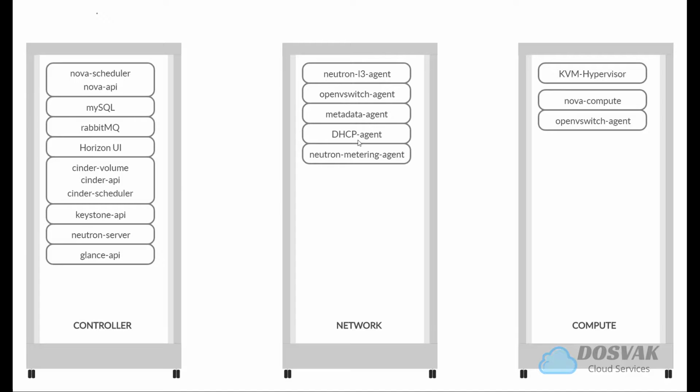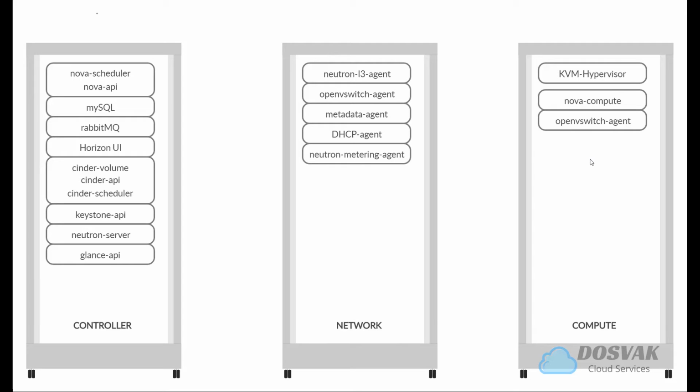DHCP agent provides DHCP addresses to the newly created virtual machines. If this agent goes down, then virtual machines will not get their IP addresses and networking will not work. Metering agent is just for computing the usage statistics of the network.